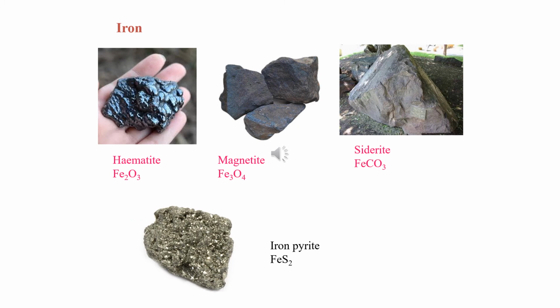This picture shows four ores of iron. First on the list is hematite, formula Fe2O3. Second is magnetite with the formula Fe3O4. These two iron ores are found in Goa. Third in this picture is siderite with the formula FeCO3, and the fourth one is iron pyrite with the formula FeS2. Because of its golden shiny appearance, many times it's also referred to as fool's gold.